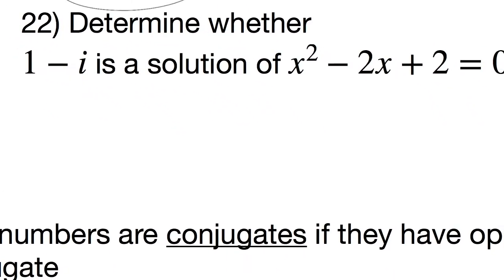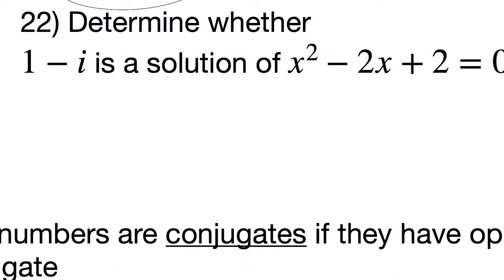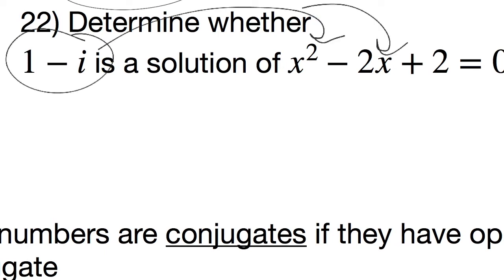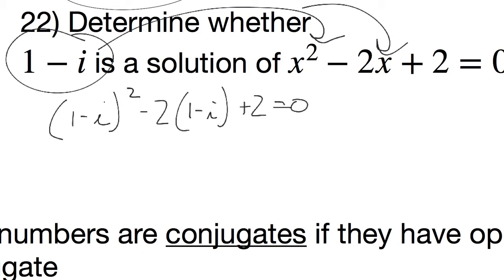Next, determine whether 1 minus i is a solution of this equation. Well, if you want to determine if it's a solution, then you plug it in and see if it works. Let's see, we've got (1 minus i) squared minus 2 times (1 minus i) plus 2 equals 0. Is that a solution? Is it correct? So (1 minus i) squared, that's just going to be 1 squared, which is 1, minus 2i plus i squared. I'm going to distribute.